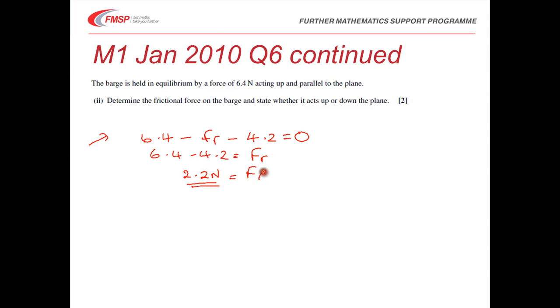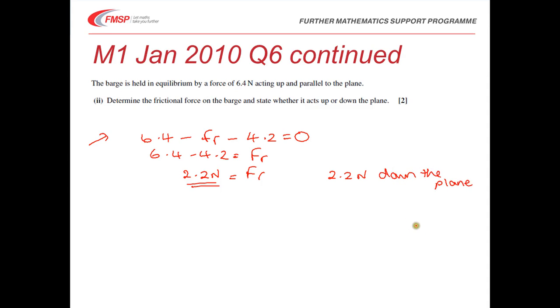That means that I chose the correct direction. If that had worked out to be minus 2.2, it means I chose the wrong direction, and so it's acting the opposite way to the way that I'd chosen. So we need to be really clear, state whether it acts up or down the plane. So it's 2.2 newtons down the plane.